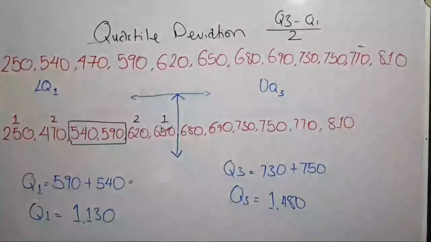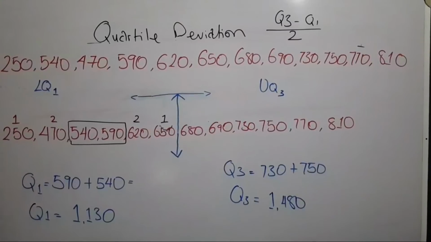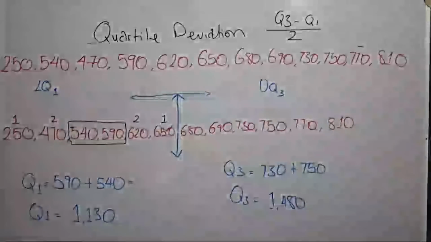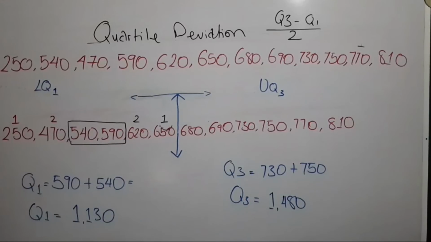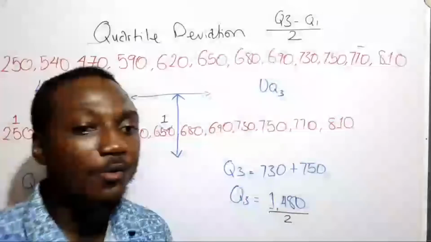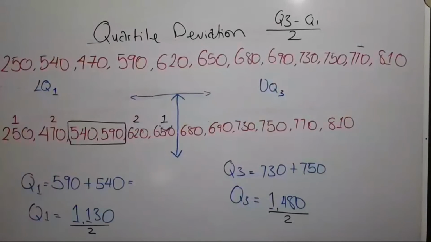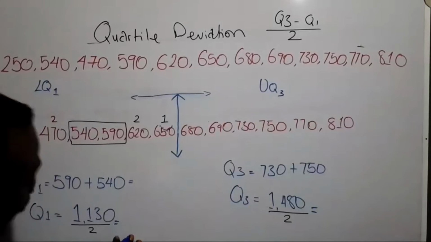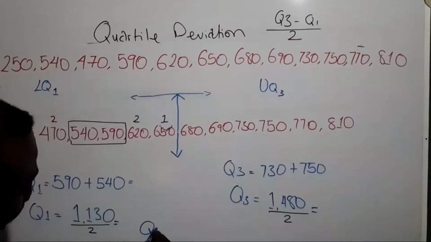No, it can't be 150. I didn't say 300. I mean 350. 175. Wonderful. Now that we've gotten our Q1, now that we've gotten our Q3, we are expected to divide it by 2. Then Q3 minus Q1.